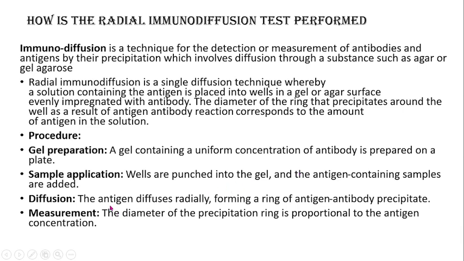Then there is diffusion. The antigen diffuses outward, forming a ring of antigen-antibody precipitate. It means that after adding the sample to the plate containing the antibodies, there is interaction between the antibodies and the antigen. This interaction causes the ring. This ring is what we use to measure the diameter, and the diameter is proportional to the antigen concentration. So that is what is said. In the measurements, the diameter of the precipitation ring is proportional to the antigen concentration.